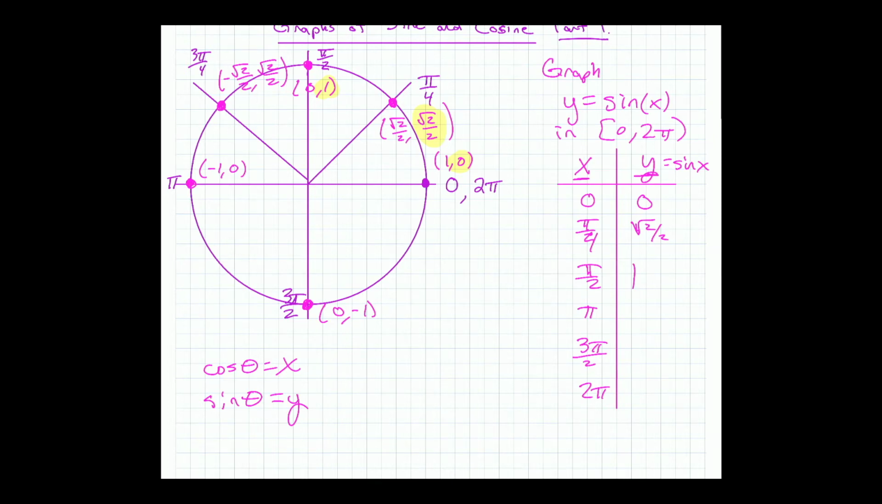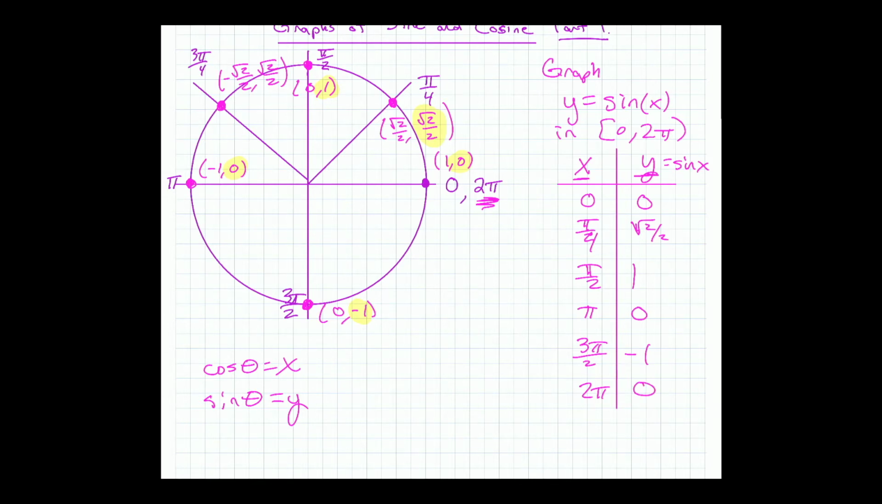I jumped past 3/4 pi and I went here. So the sine is going to be 0. Sine of pi is 0. Then we go down to 3 pi over 2 and get the sine value there. It's -1. And then if we go all the way around, we're back to the same point we started with, and so the sine of 2 pi is going to be 0 again.